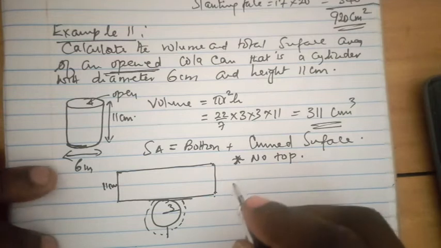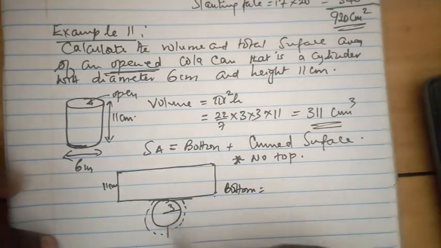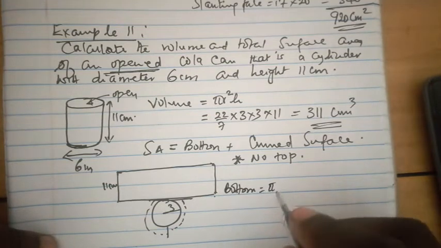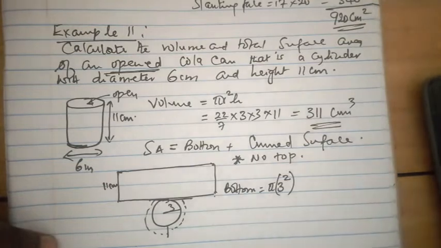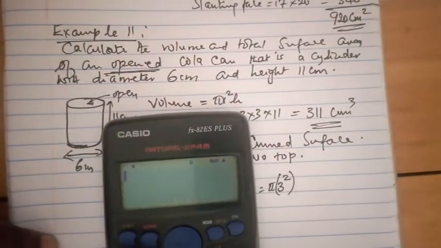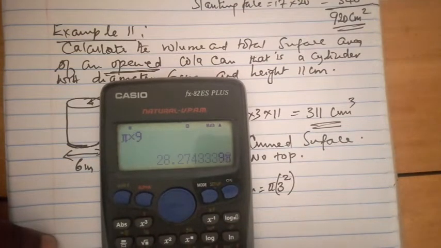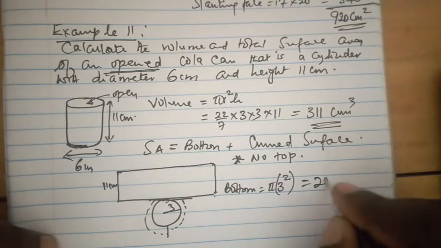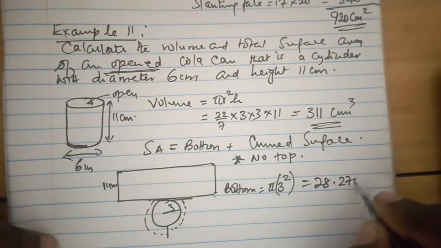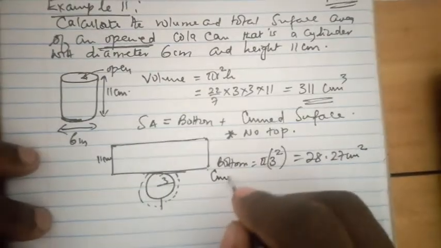So what is the bottom? The bottom is circular, which means pi times 3 squared. Pi times 9, which is 9 pi, which is 28.27 centimeters squared.